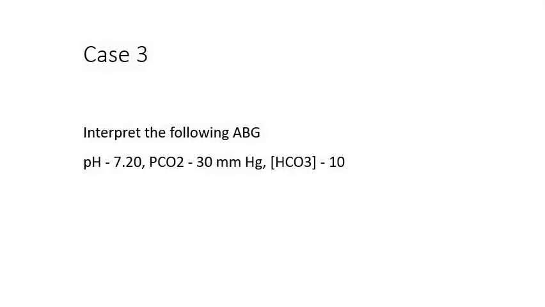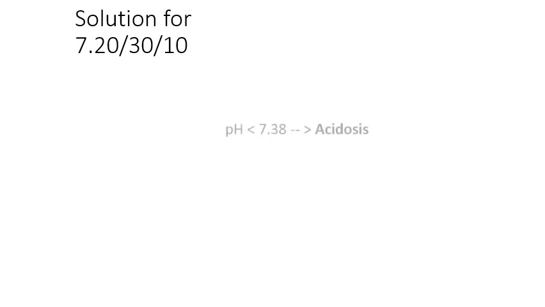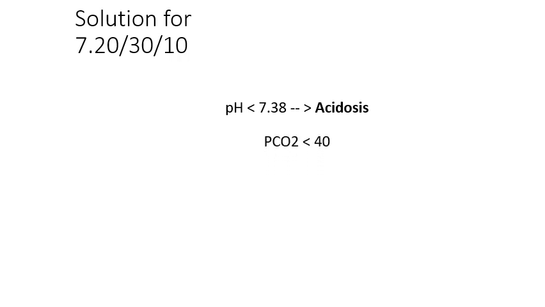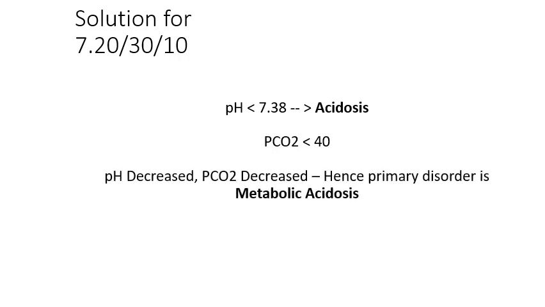Next question, interpret the following ABG: pH of 7.20, PCO2 of 30, and bicarb of 10. So I'm going to take a 1 second pause again. Now the pH of 7.20 tells us that this pH is definitely less than 7.38, so there is acidosis. The PCO2 of 30 is definitely less than 40, so the pH has decreased as well as the PCO2 has decreased. When they change in the same direction, the disorder is metabolic. So the primary disorder becomes metabolic acidosis.